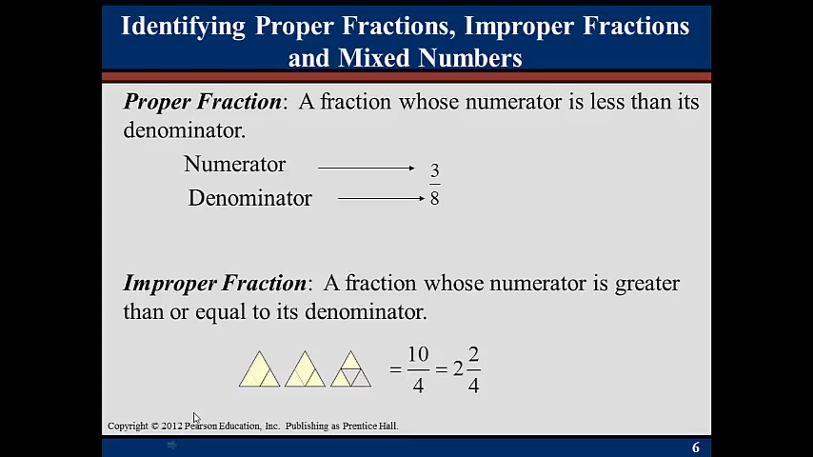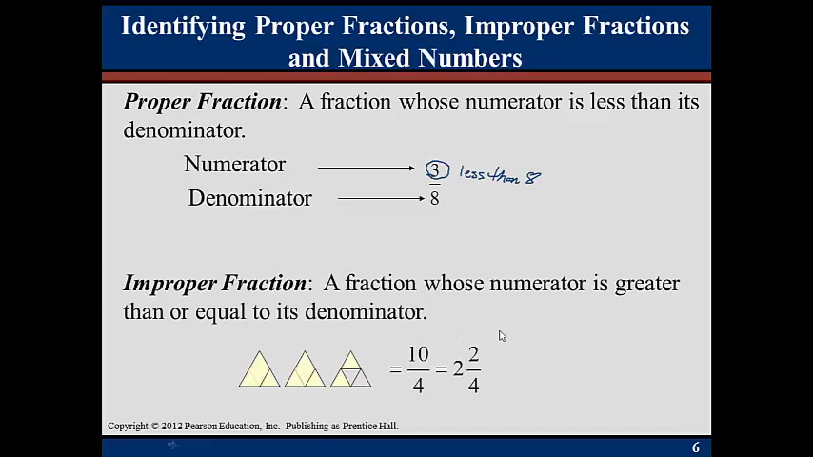A fraction can be represented or identified as a proper fraction, an improper fraction, and a mixed number. A proper fraction is a fraction whose numerator is less than its denominator. An improper fraction is one where the numerator is greater than or equal to its denominator. So the fraction 3/8 is a proper fraction because 3 is less than 8. The fraction 10 over 4 is improper because 10 is greater than 4.